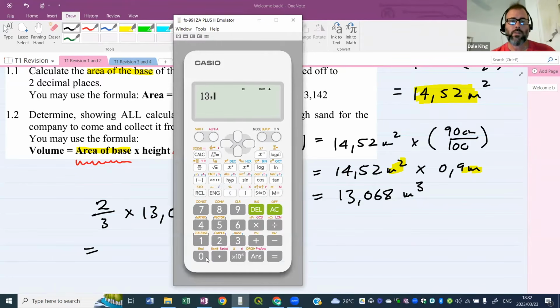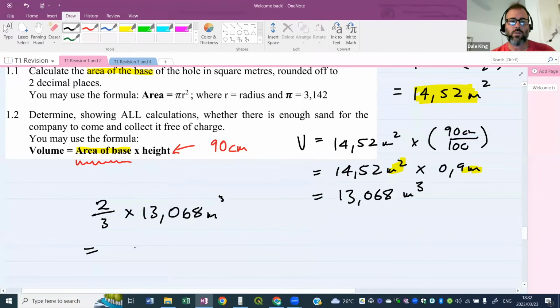So 13,068 times, oh, let me do it the right way around. Let's say 2/3. 2/3 times 13,068 gives me 8,712. So this is 8,712 cubic meters. All right. So this is how much sand is 2/3 of the hole.